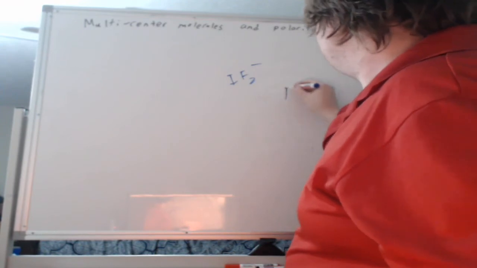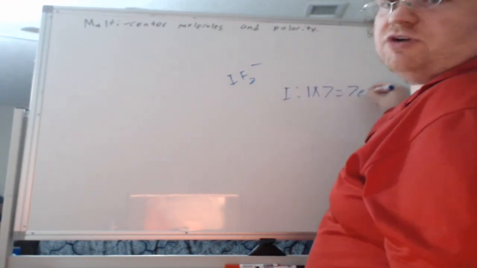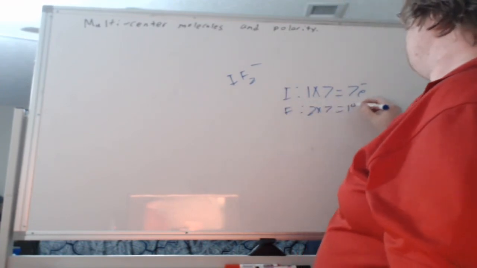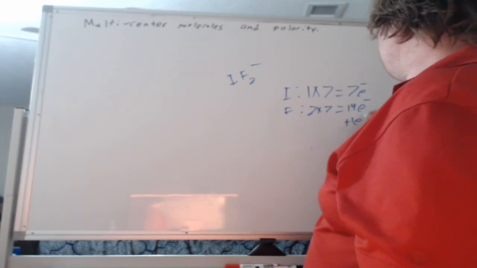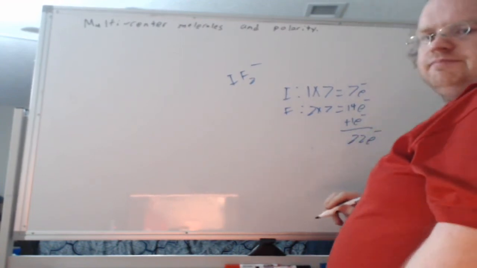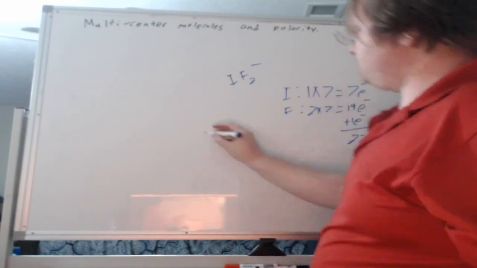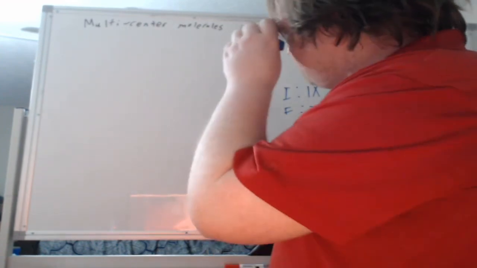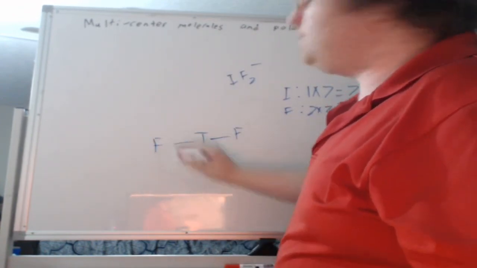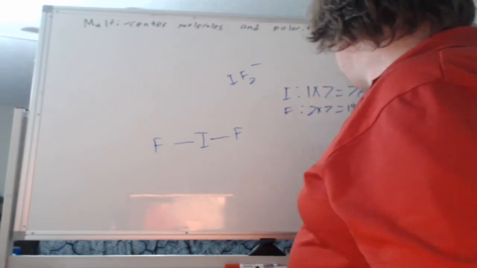So IF2-, just as good practice, iodine has 1, so that gives me 7 electrons. Fluorine, there's 2 of them. They each have 7. That's 14 more. And then we have to add 1 electron for the negative charge. So this ends up with 22 electrons. So if I get this, when I draw it, I'm going to end up with 3 lone pairs. So I do my iodine. So first I'm just going to draw it as a Lewis structure without worrying about shape. I'm just going to put the fluorines here, because you wouldn't necessarily know the shape when you're first doing a Lewis structure. So that uses up 4.